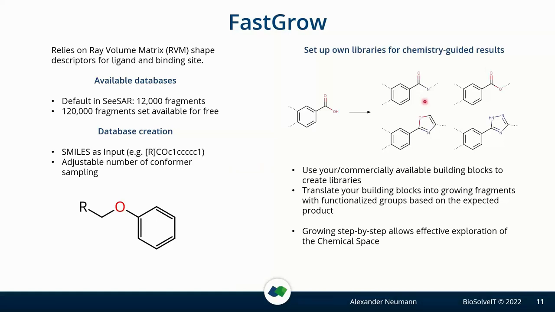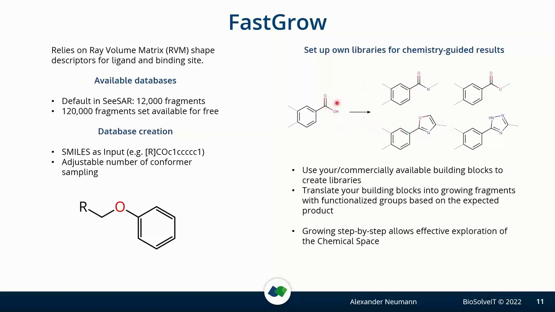Further, what you can do as well is use your own libraries and guide them to guarantee that everything that will be the output of FASCO can also be synthesized. So let's assume you would have this carboxylic acid as a free group inside your ligand. You could generate databases that can be synthesized with this carboxylic acid in mind.